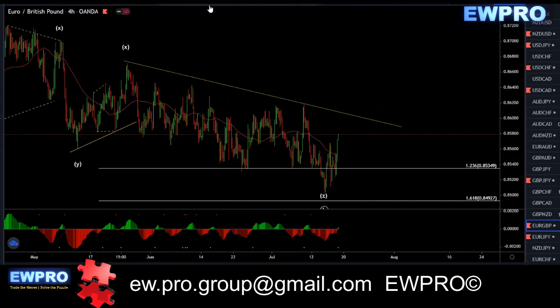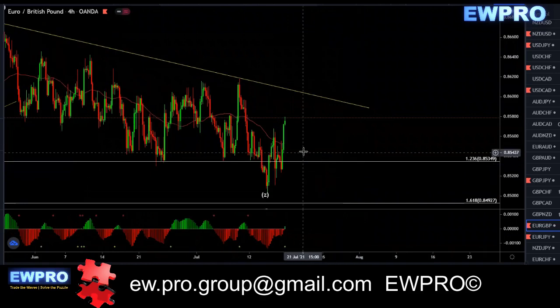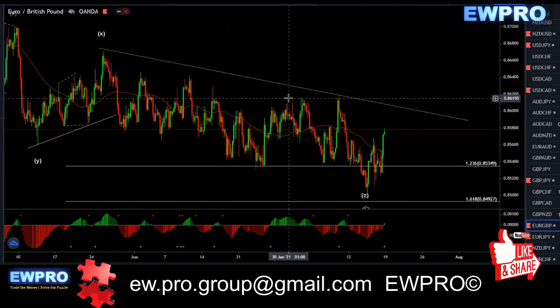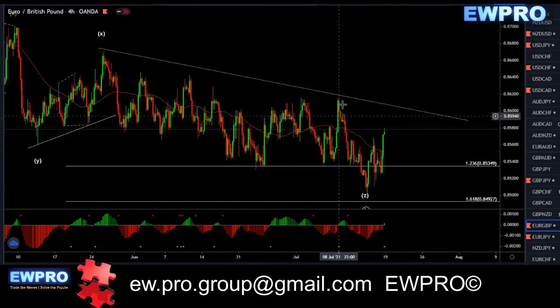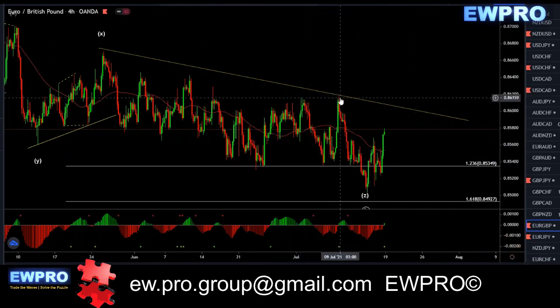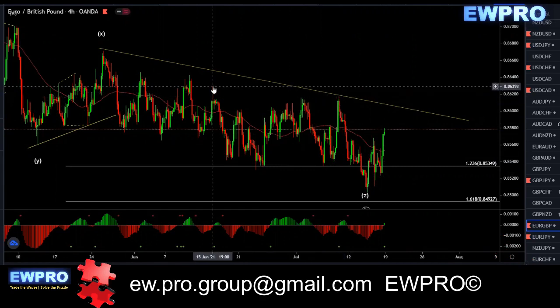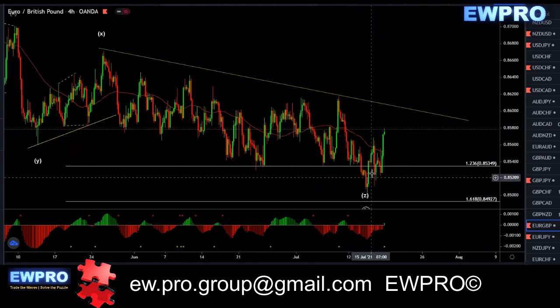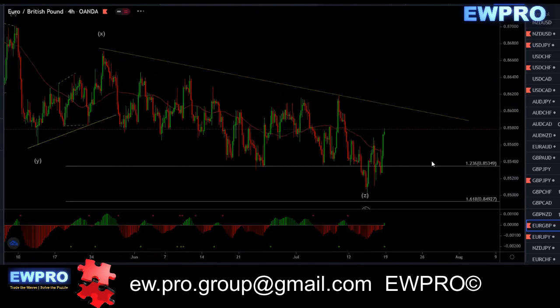We haven't really had any nice buy setups on it yet, because we were looking for this top here to be broken before we buy. And we were looking for this to go and break the low. And then we got this wave up, and we said, well, we can't buy until we break that top. And we got another one down, and this is sort of looking corrective in here.